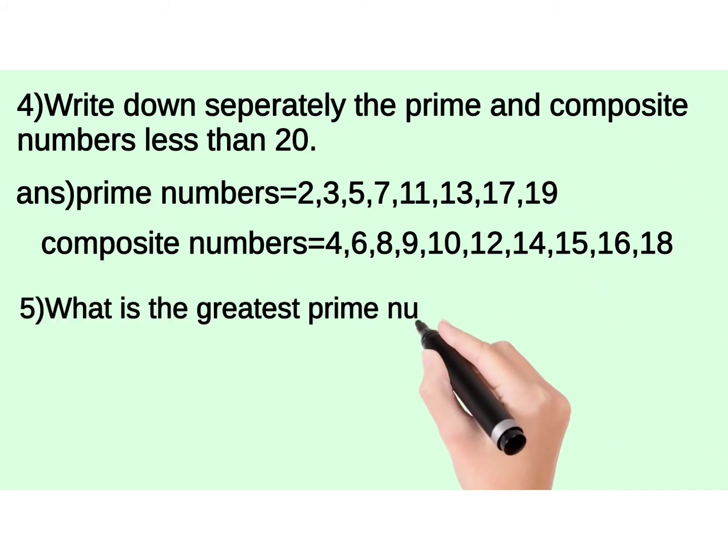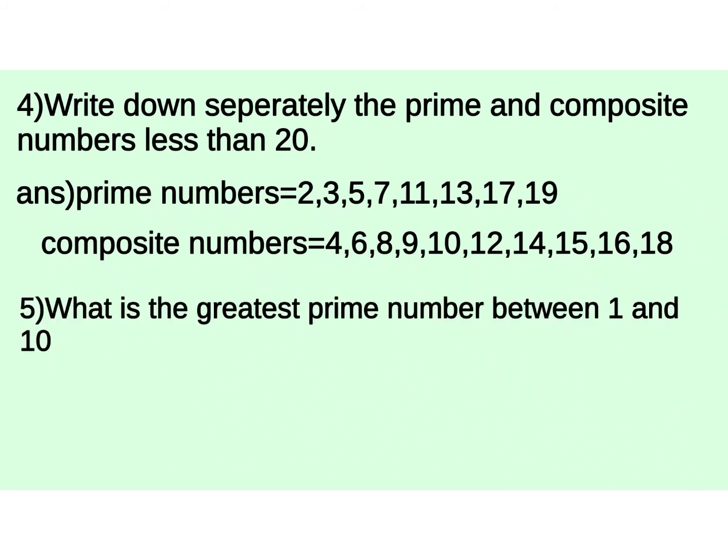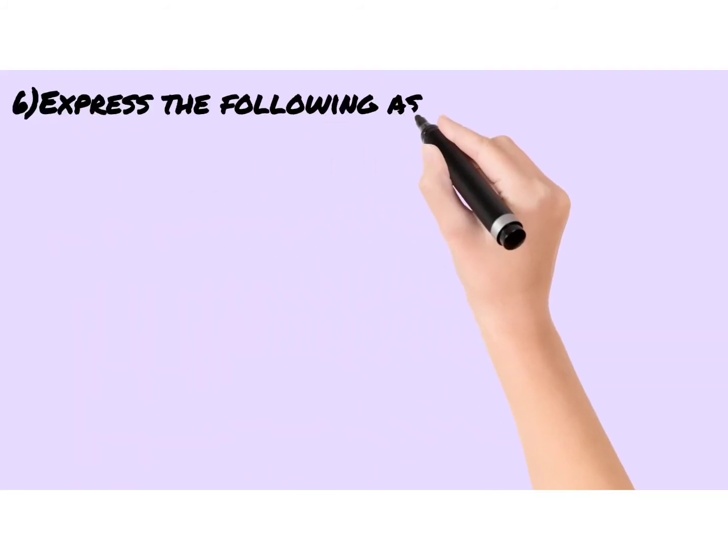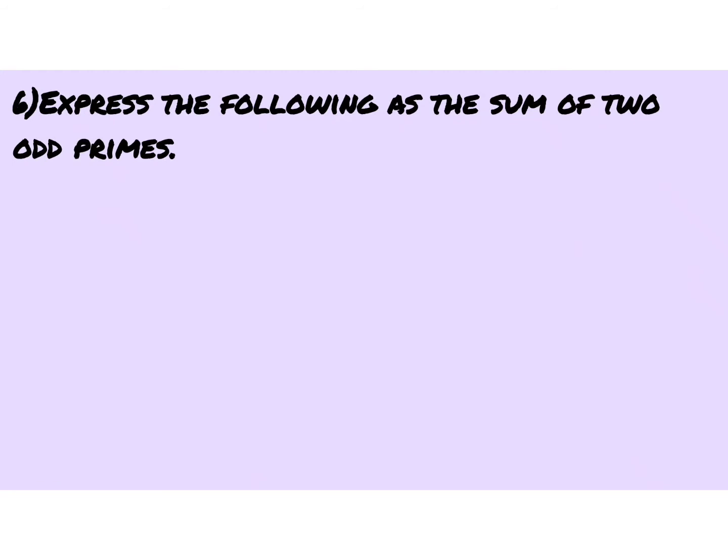Now, fifth question. What is the greatest prime number between 1 and 10? Yes, 7 is the greatest prime number between 1 and 10. Clear? Now, question number 6. Express the following as the sum of two odd primes.